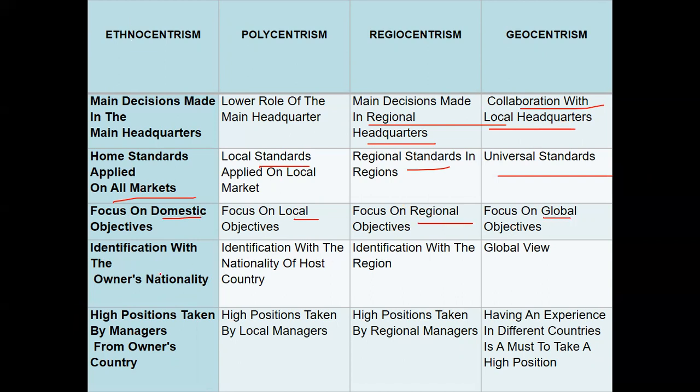In ethnocentric, identification is with the owner's nationality, whereas in polycentric it is with the host country, here it is with the region, whereas in geocentric it is a global view. In ethnocentric, high positions are taken by managers from the owner's country, whereas in polycentric they are taken by local managers. In regiocentric, they are taken by regional managers, whereas in geocentric, irrespective of whatever country you belong to, the one who has the experience can take a position.